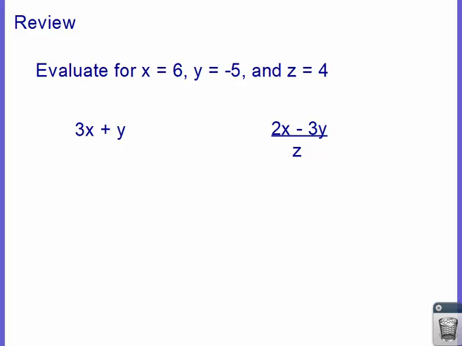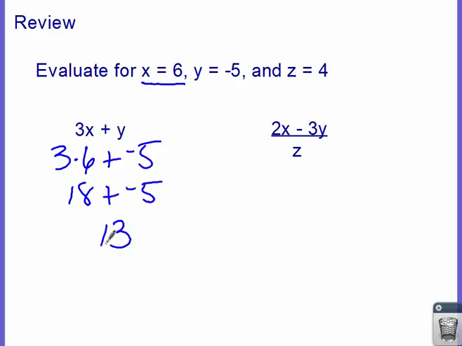So let's review what we talked about yesterday. Okay, yesterday we were evaluating a particular expression for some set values. So in this first one it says I want to do 3 times whatever x is plus whatever y is. So now I'm going to plug in my values underneath that. So I'll do 3 times, well, x is 6, so I'll substitute in the 6, plus y is negative 5. And now we just do the math according to order of operations. So 3 times 6 is 18, plus negative 5 gives us 13.